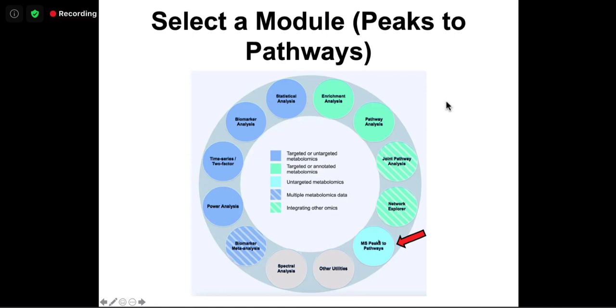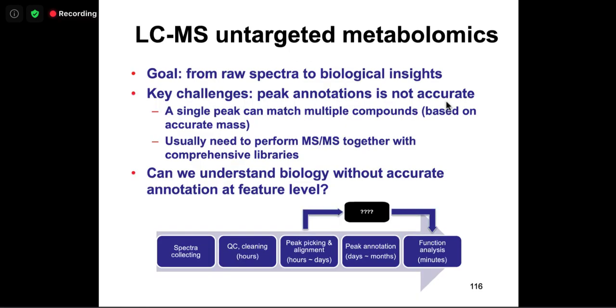And here is another new module called MS Peaks to Pathways. This one's for untargeted. The motivation for this is that people have to spend a lot of time to identify the compounds and to do functional analysis. They spend a lot of time, then do the functional analysis and find out the compounds are not significantly changed. So a lot of time is being wasted. If you know these compounds, it's more likely they are involved in certain functions and change significantly.